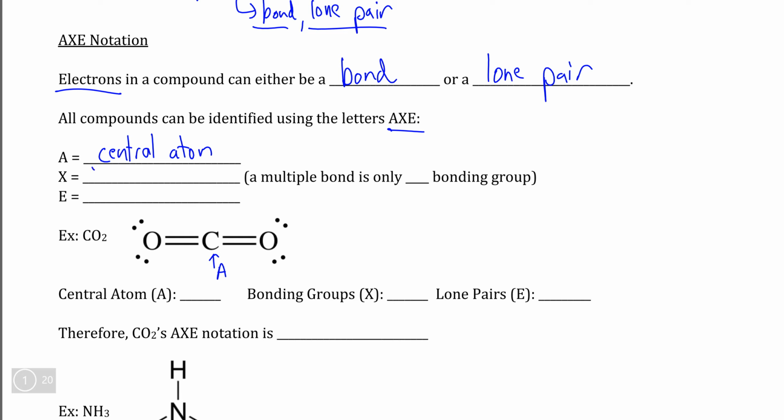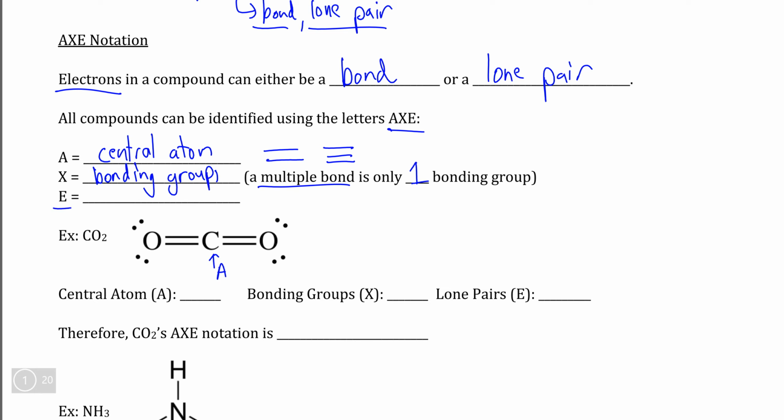X represents what we call bonding groups, as opposed to individual bonds. We use the term bonding groups because when we talk about multiple bonds, which are double bonds or triple bonds, a double bond or a triple bond is only considered one bonding group, and we'll look at why when we take a look at the structure of CO2.